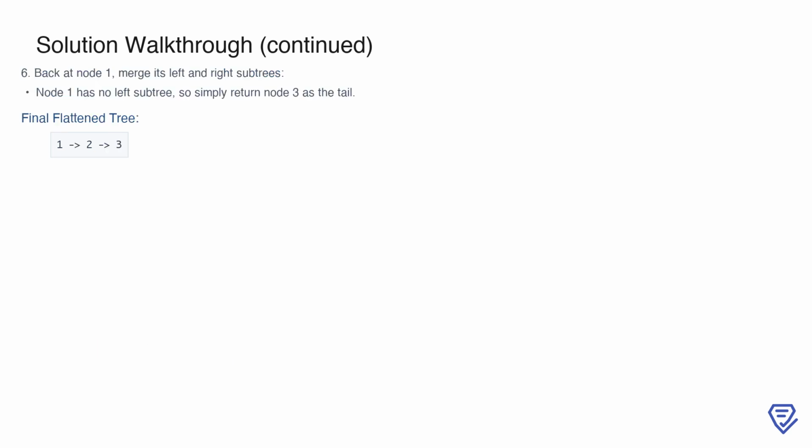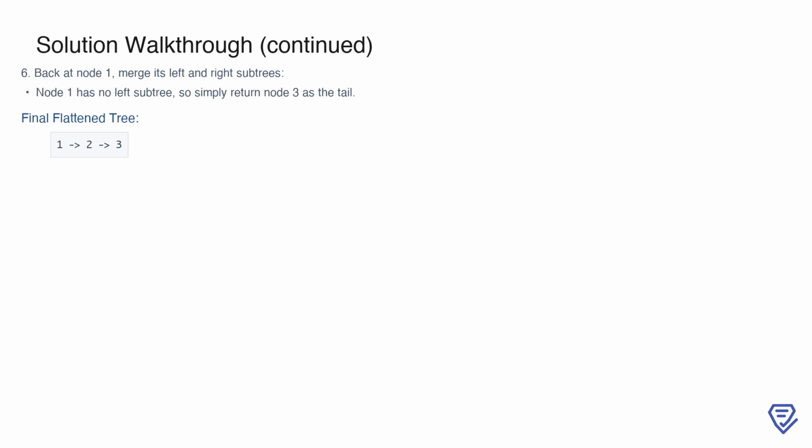Finally, we return to the root node, 1, where we merge its left and right subtrees. Since node 1 has no left subtree, there's nothing to attach or merge on the left. The right subtree remains as it is, and we return node 3 as the tail of the entire tree. The final flattened tree is already in the desired linked list format, with the sequence 1, 2, 3.